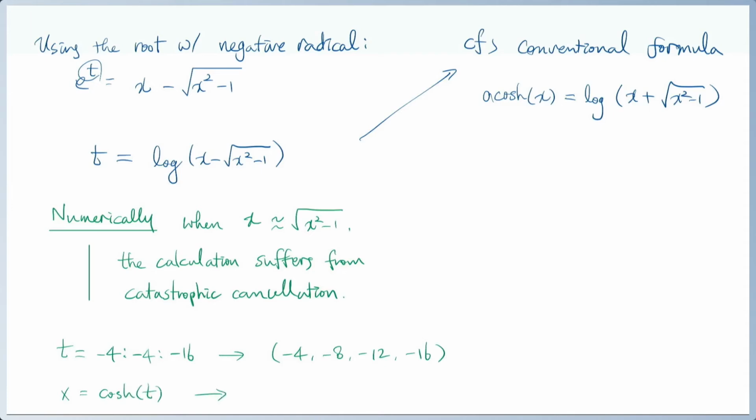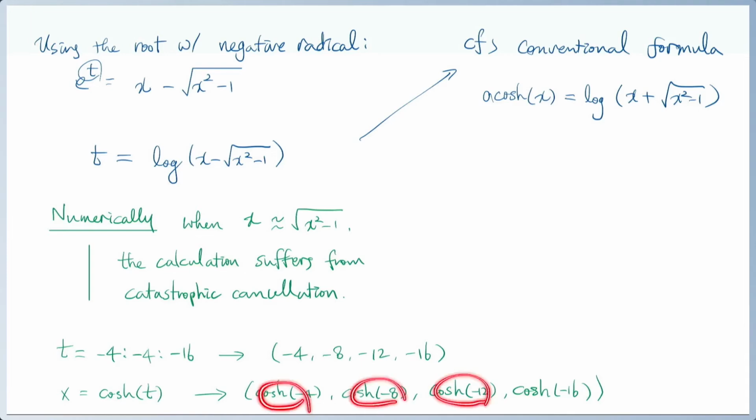Okay, so this is cosh of -4, cosh of -8, cosh of -12, and cosh of -16. Another row vector. And so these are x values. Okay, so take a look at one of these. Consider, say, the last one, x equals cosh of -16.